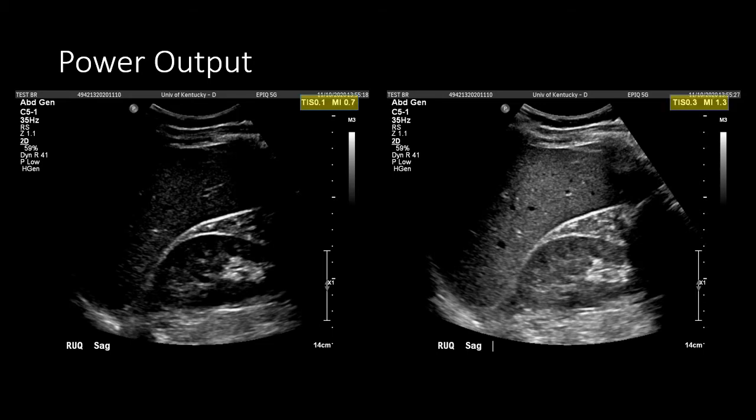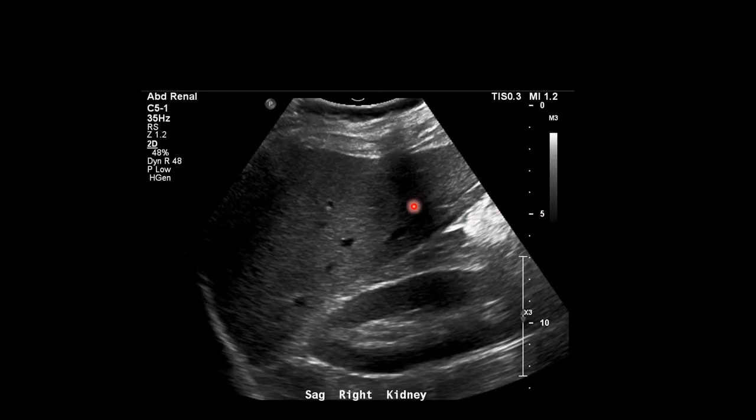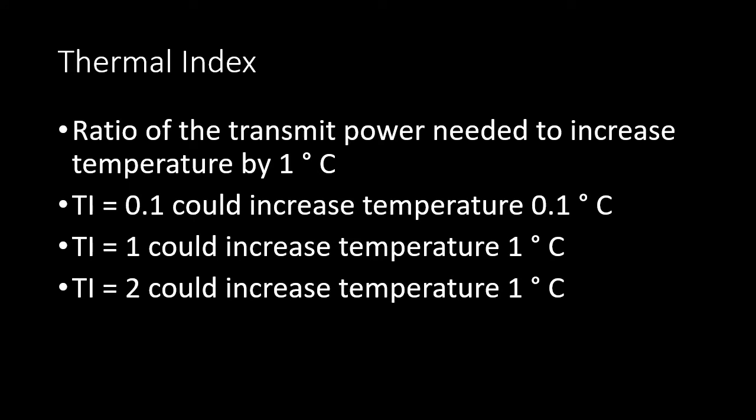So let's dig a little more deeply into thermal index. Again, when you're looking at an image and you want to know the thermal index, traditionally it is in the right upper quadrant, and it is defined as TI, although this may vary between vendors and machines. The thermal index is the ratio of the transmit power that is needed to increase the temperature of the tissue by 1 degree Celsius.